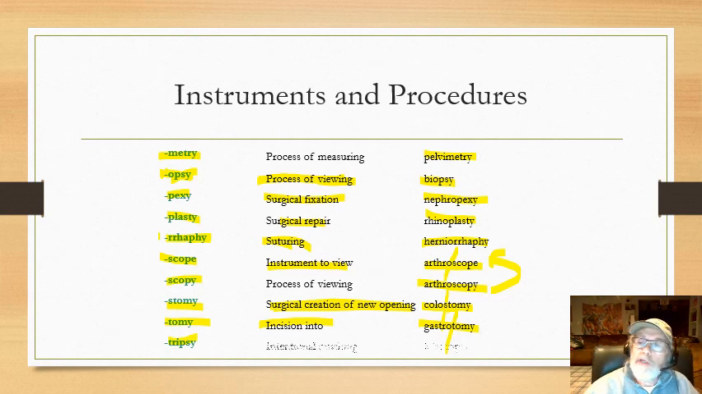Tripsy. Tripsy means crushing. It's intentional crushing. This is a word that you may have had some familiarity with. Lithotripsy. Litho means stone. So sometimes when people have a kidney stone, they do what's called a lithotripsy. And a lot of times they use ultrasound. They blast the stone with ultrasound.